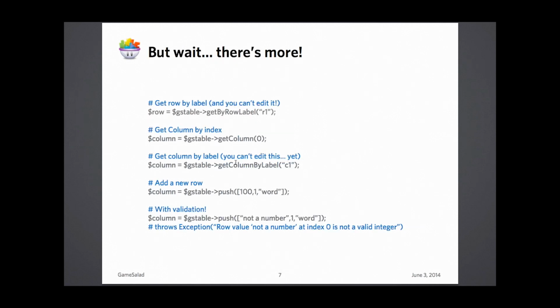So you can do other things too. For instance, you can get the row by label if you happen to label your tables, get a column of data, or get the column by label. With both of these, you can't actually edit the column of data and have it update. You would just get the data there, which is still helpful. You can add a new row to the bottom of the table with a push, just like you would with an array. And it also will run validation to match the data types you define for the table. So for instance, if you said you wanted column 1 to be integers only, it would throw an exception if you tried to push in data that didn't have an integer for that first column.